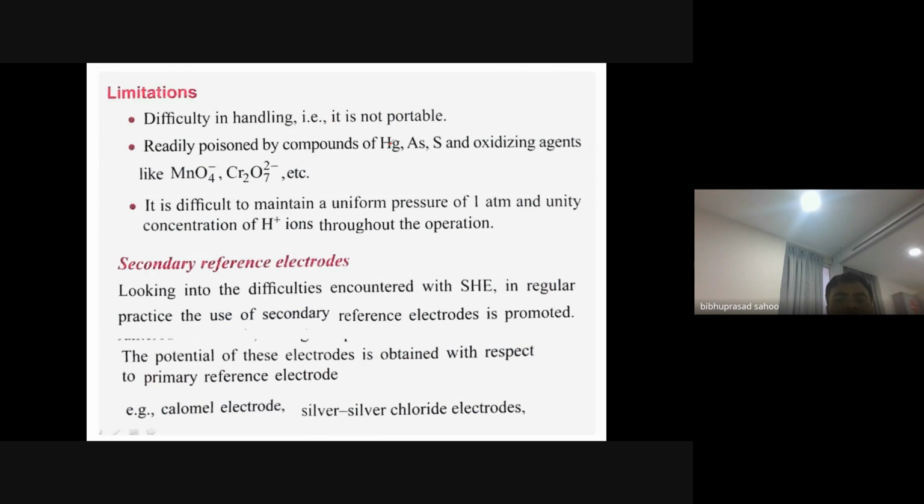If somehow the hydrogen electrode comes in contact with mercury, arsenic, sulfur, it becomes contaminated, and if it comes in contact with dichromate, permanganate ion, it also becomes contaminated. It is not handy, it is not portable, and the maintenance of 1 atm pressure and 1 molar concentration of H plus throughout the operation is difficult. That's why secondary reference electrodes are searched. Looking into the difficulties encountered with SHE in regular practice, the use of secondary reference electrodes is promoted. The potential of this electrode is obtained with respect to the primary reference electrode, for example calomel electrode, silver chloride electrode.